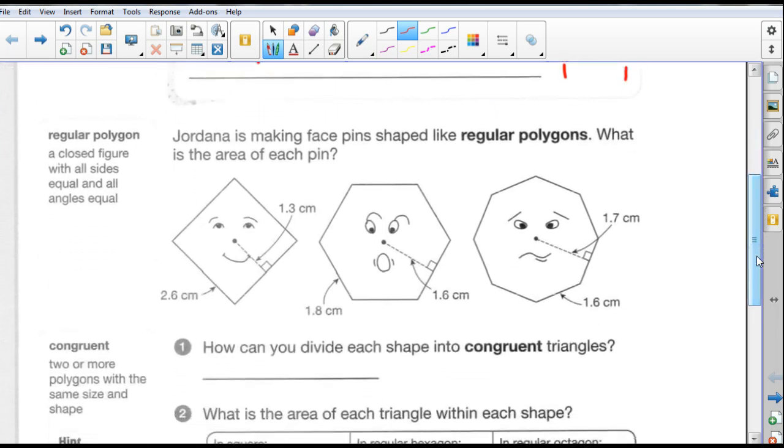So let's look at a little example here. Here's the definition of a regular polygon. It's a closed figure with all sides equal and all angles equal. So Jordana is making face pins shaped like regular polygons. What is the area of each pin?